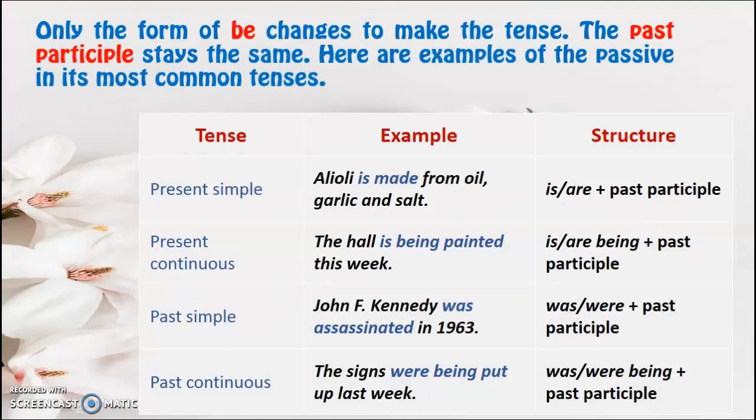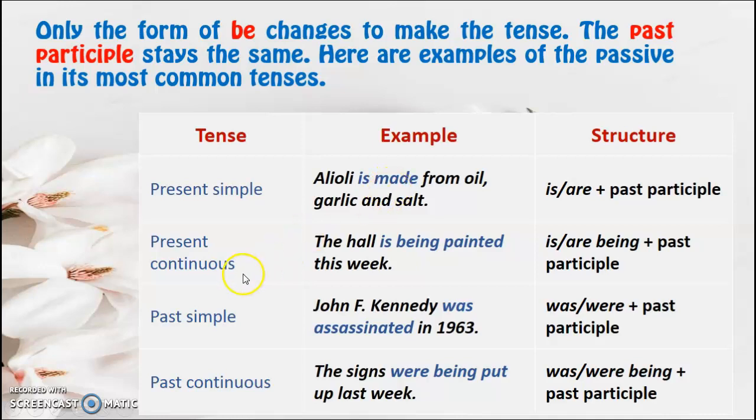Well, only the form of to be changes to make the tense. The past participle stays the same. Here are examples of the passive in its most common tenses. So we may express the passive voice with the simple present tense. For example, alioli is made from oil, garlic, and salt. Here we have the structure: the verb to be, is, plus the past participle, made.